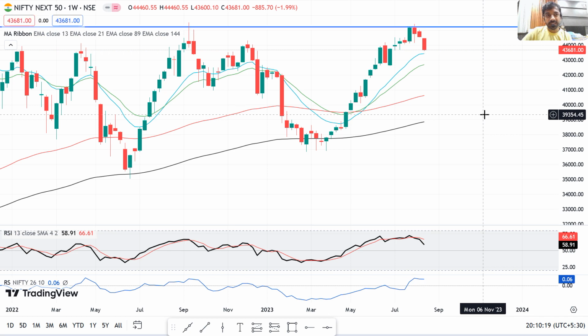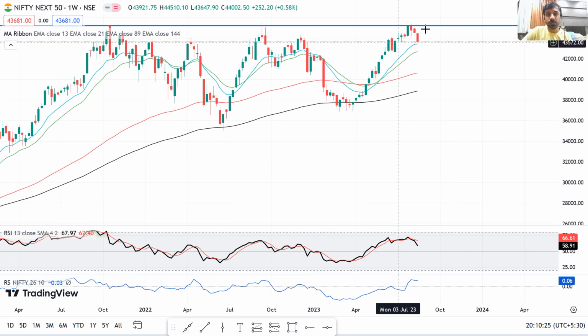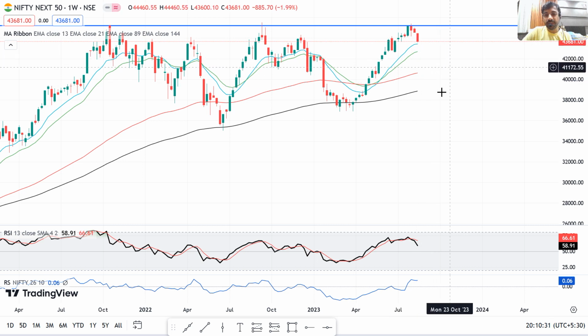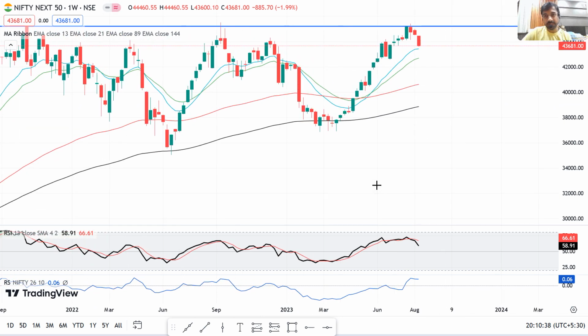Now Nifty Junior, which is Nifty Next 50, if you see, has for the second time failed to cross the all-time high area, and it is moving down. Hopefully it might take some support at these moving averages and might start going up again. But for now it is going down.